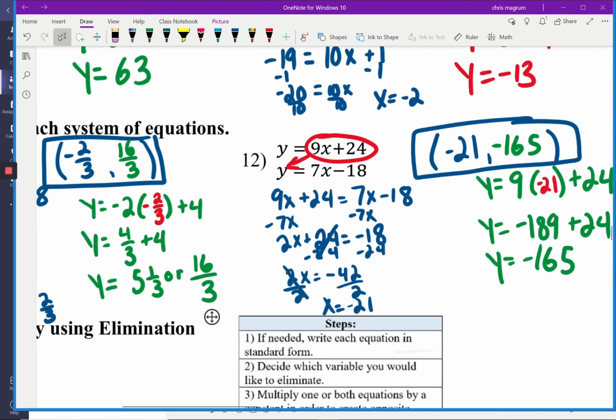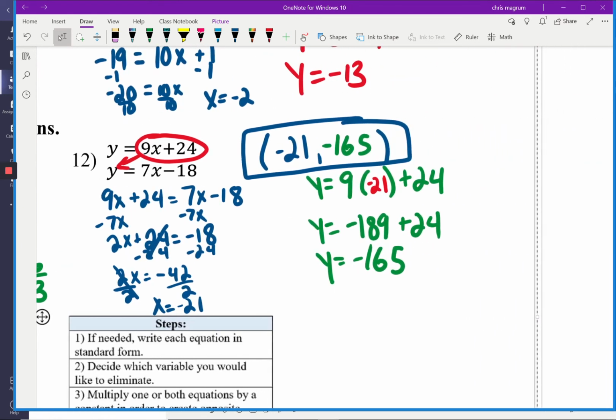For number 12, same idea. We plug in 9x plus 24 into the y in the other equation, solve for x, and then take that x value and substitute it into one of the two equations to get our y, and that's our solution for number 12. Okay, so that is substitution. Again, if you need to review any of this, stop, rewind, you can see it again.